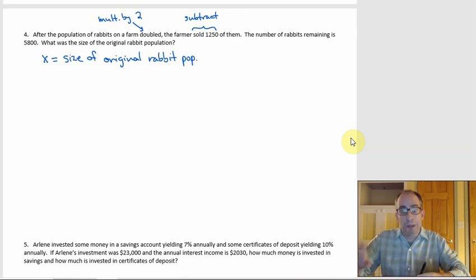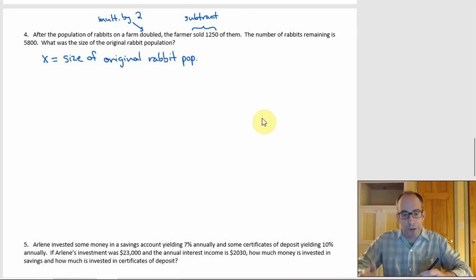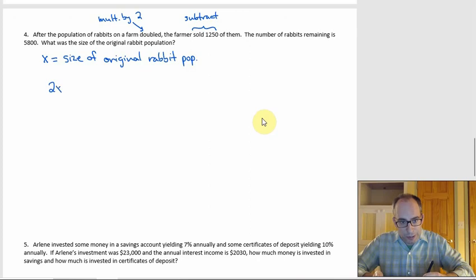Then if we see what happens, which is basically described in the first sentence, the original population doubles, so it's multiplied by 2, so that would be 2x, right? And then after that happens, the farmer sells 1,250, so subtract 1,250. And the second sentence, that the number of rabbits remaining is 5,800, tells us how many we're left with after those things happen. So first it doubles, so we have 2x, then he sells 1,250, so we subtract that off, and what we're left with at that point is 5,800.